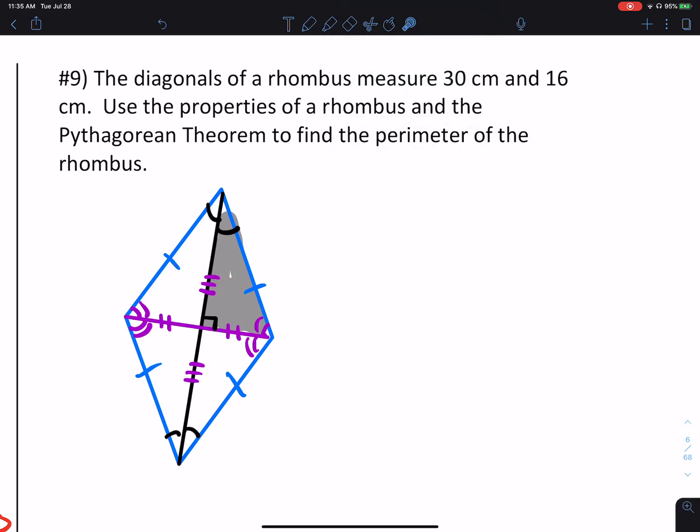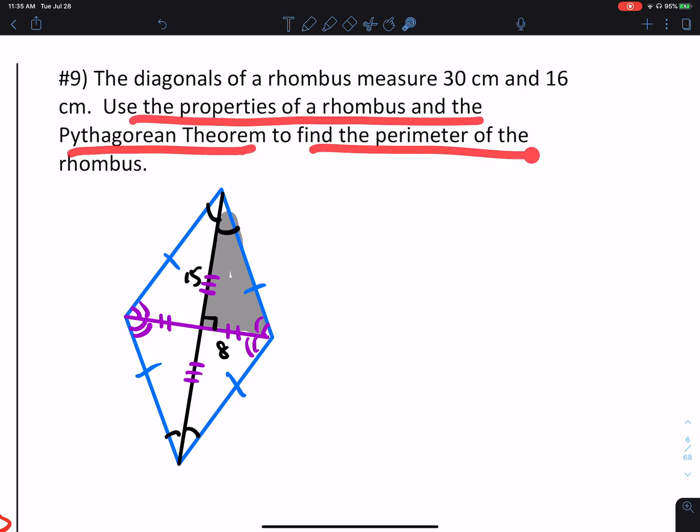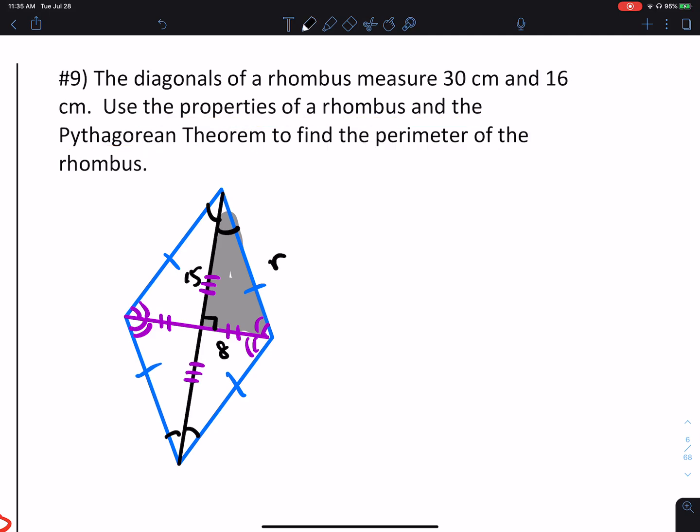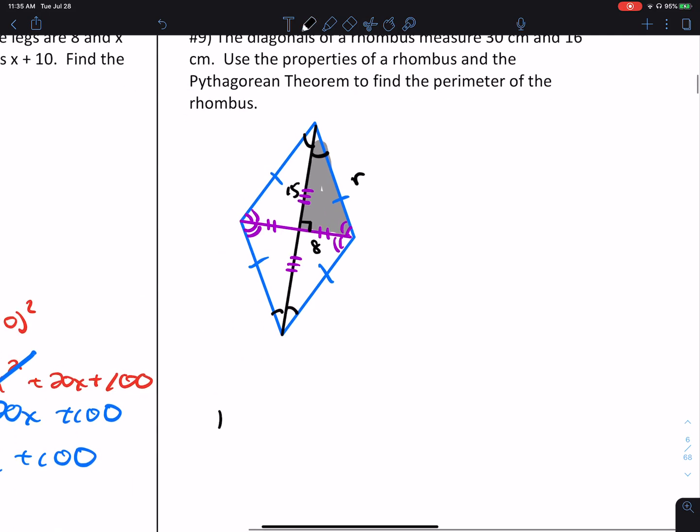So back to the problem. The diagonals are 30 and 16. Well, if this whole diagonal is 30 and I cut it in half, half of it's 15. If this whole diagonal is 16 and I cut it in half, half of it's 8. Use properties of a rhombus, we just did. Pythagorean theorem, we will. Find the perimeter. So the perimeter is going to be 4 times r, where r is the length of a side. Just got to figure out what r is.